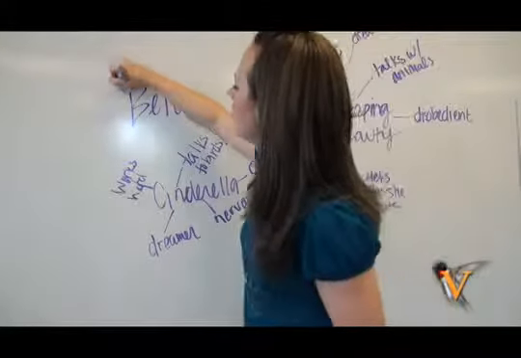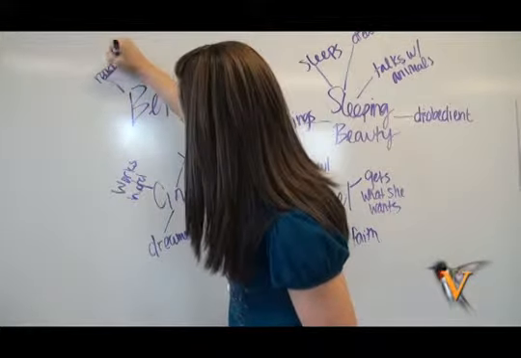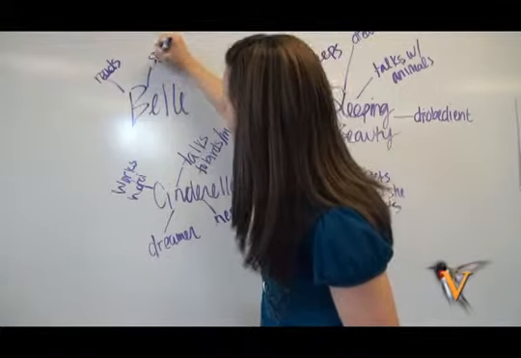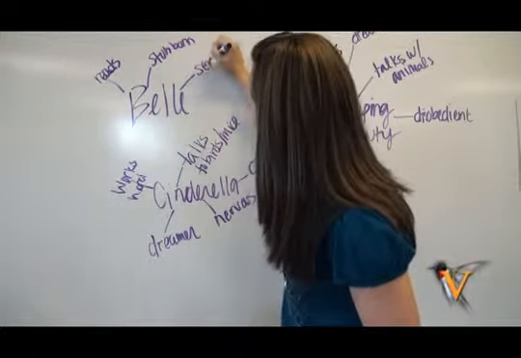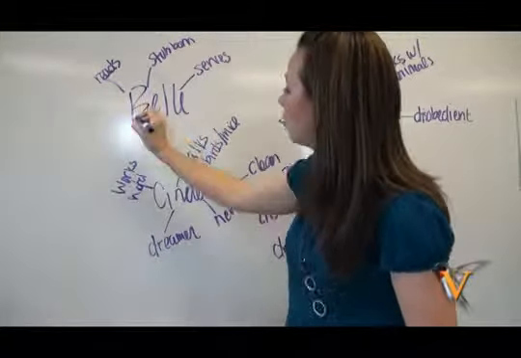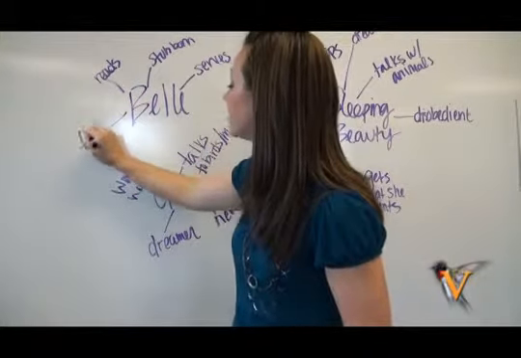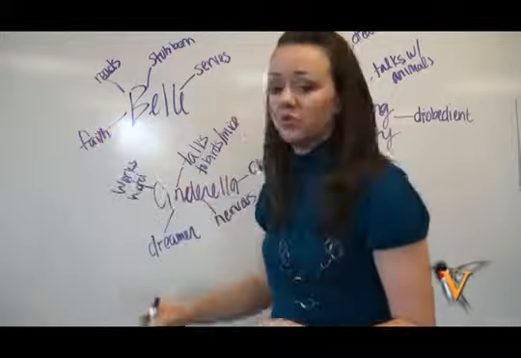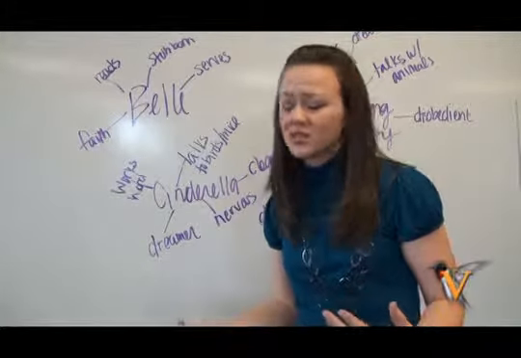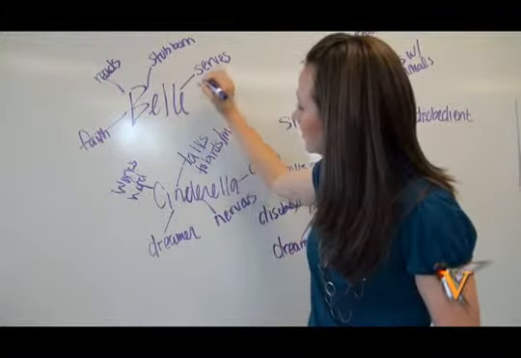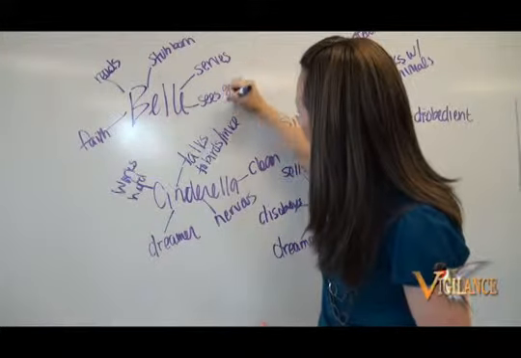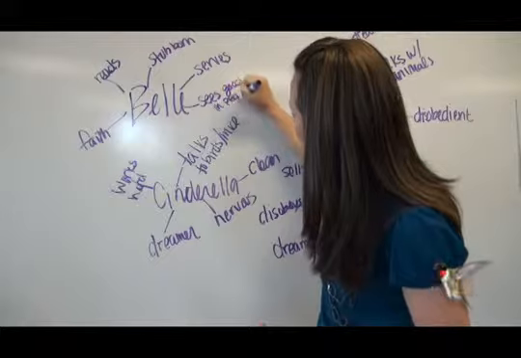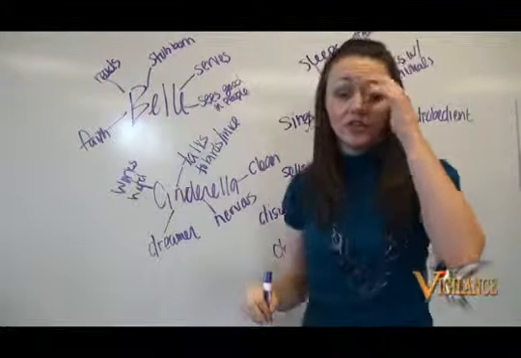Then we've got Belle, who reads a lot. She's a little bit stubborn. But she serves because she looks after her dad. She has a lot of faith because she's talking with these inanimate objects. She sees the good in people. And there are a lot of other different things.